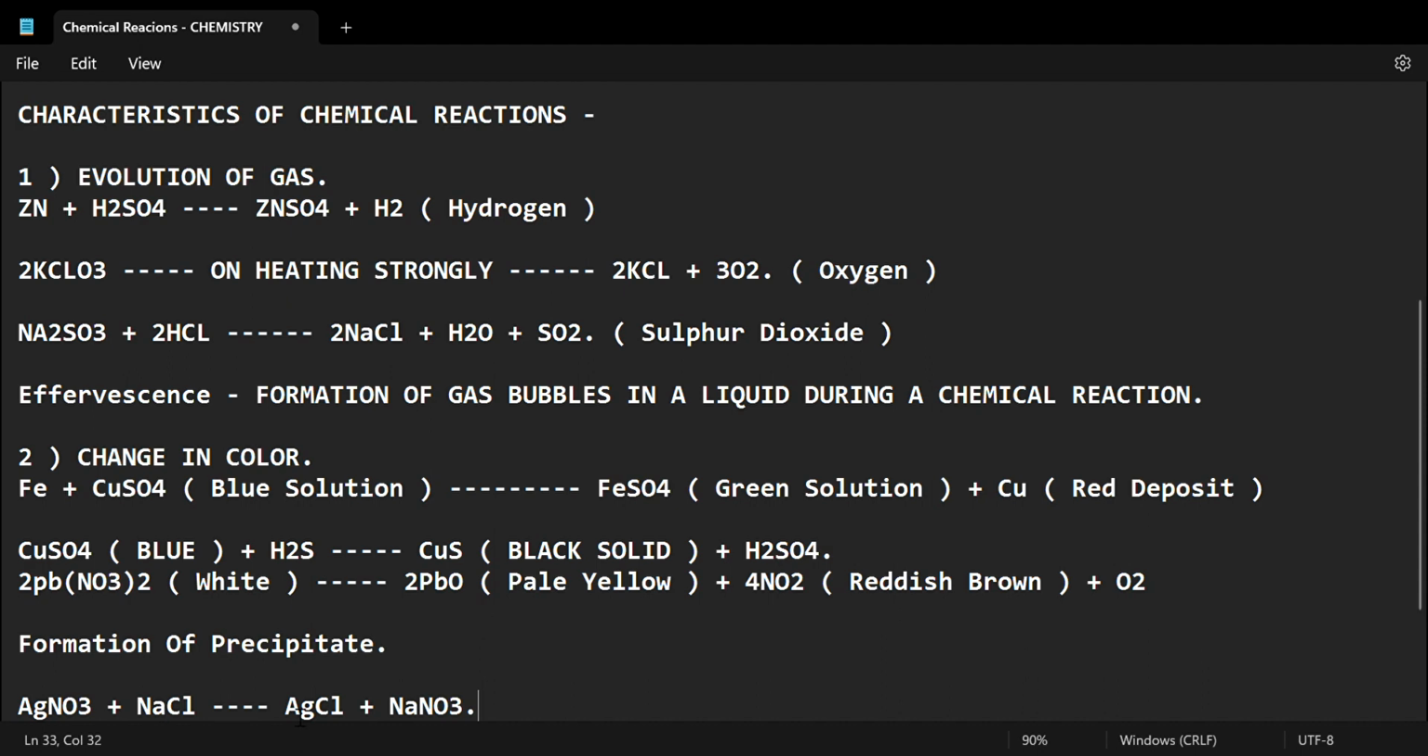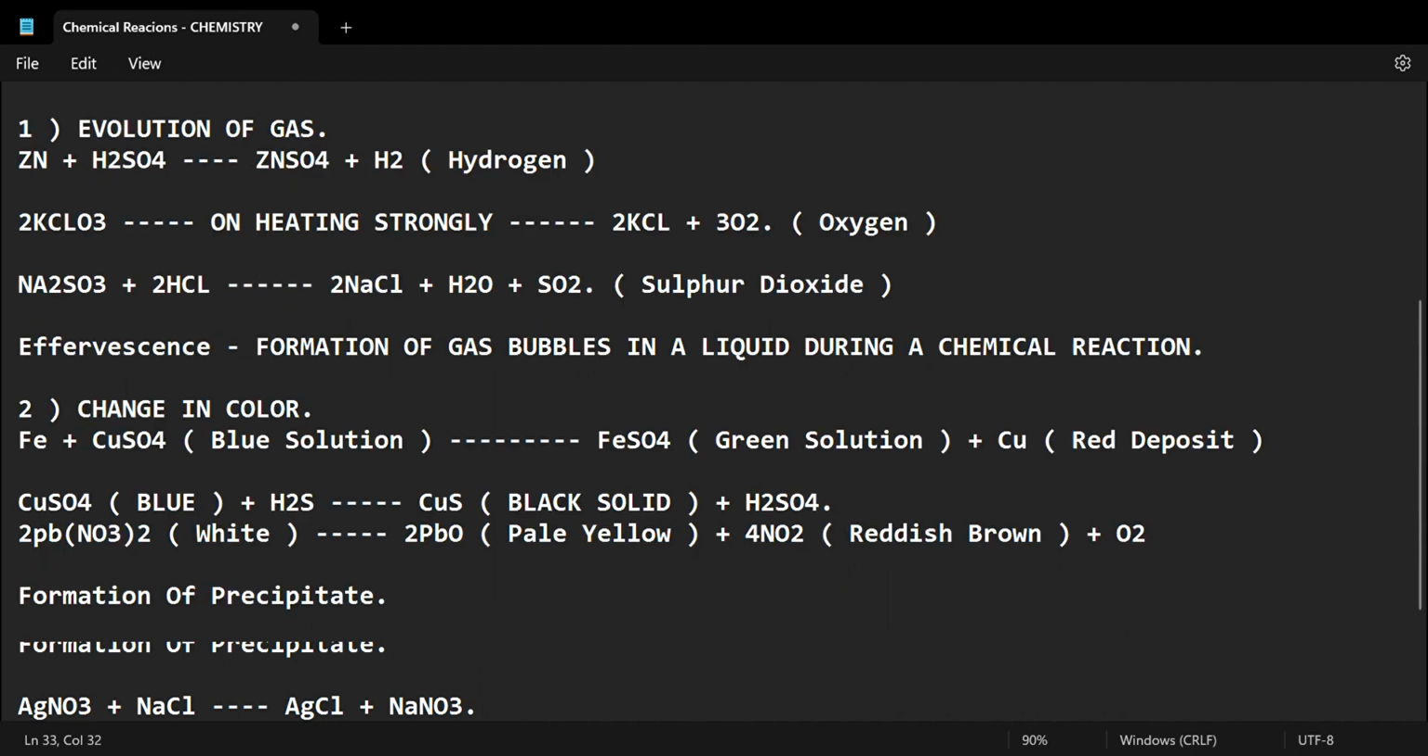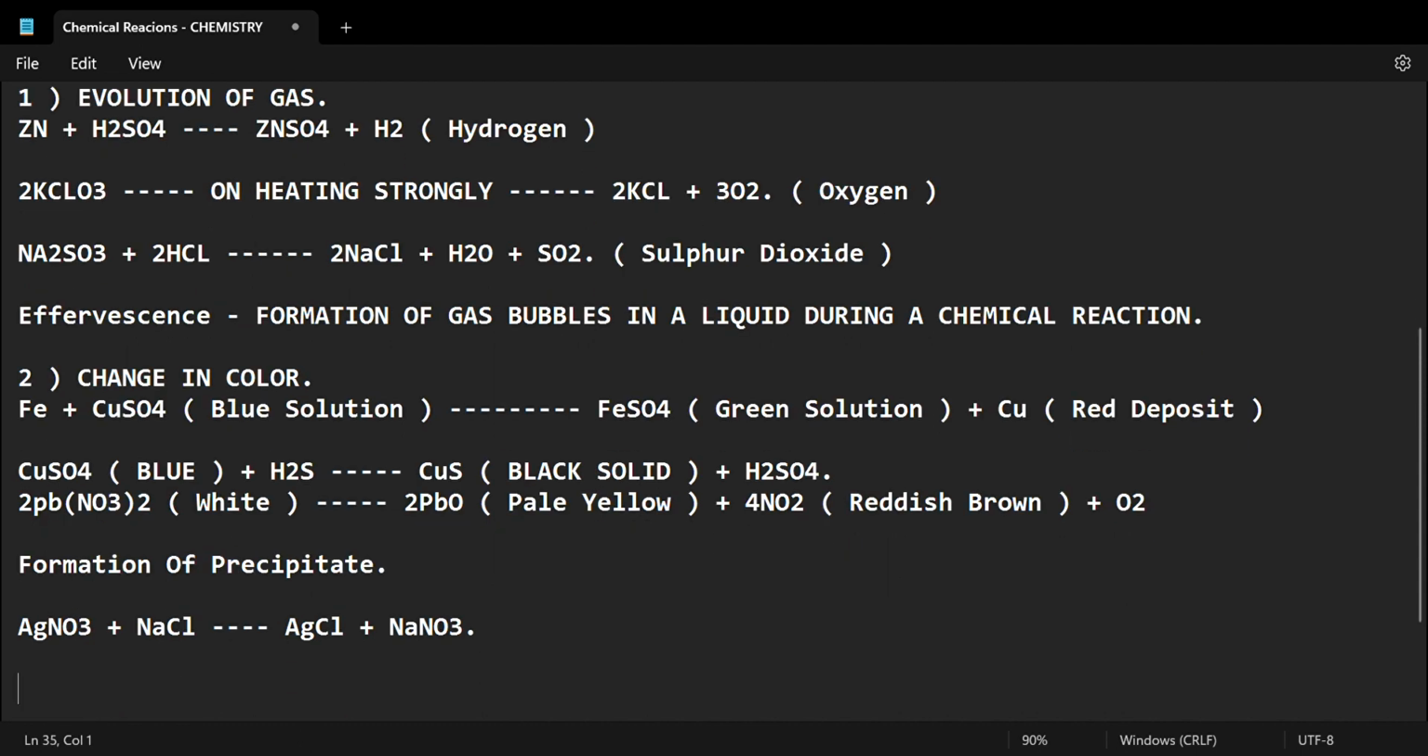If you want to finish and learn this, you have to just learn the first part, because it is easy by learning the first part. AgCl plus NaNO3. If I hide this, even then you can understand it. Okay, next.